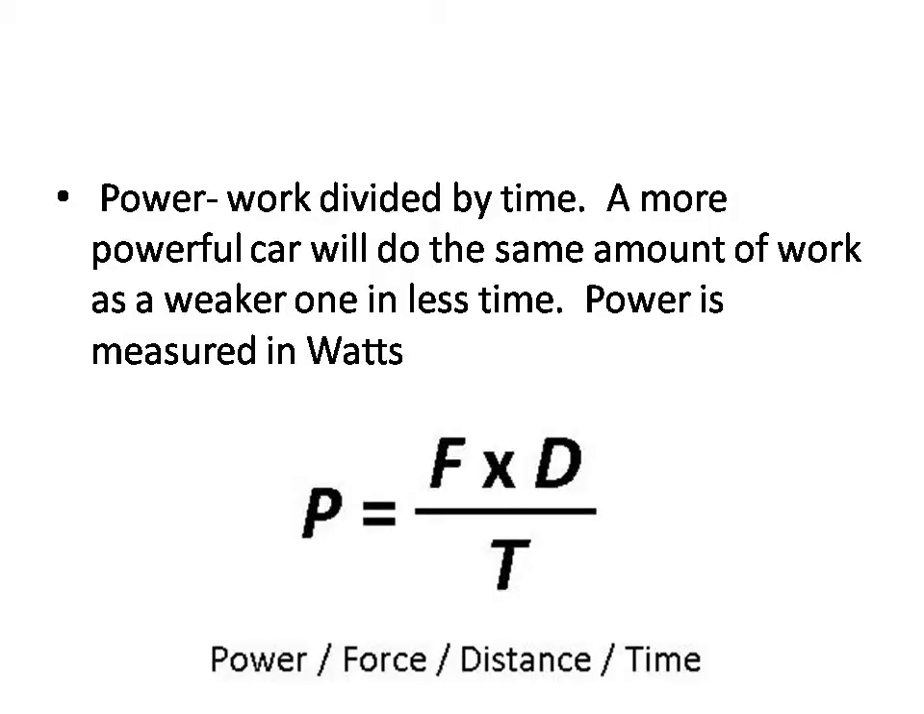Now, of course, some people can do more work at a faster rate than others, and we would say that they do it with more power. A car that can get you from point A to point B in less time is a more powerful car than a car that would take longer. So the formula for power is very simple. It's work divided by time. And since work is force times distance, another way of looking at this would be power is force times distance divided by time. It's measured in watts.